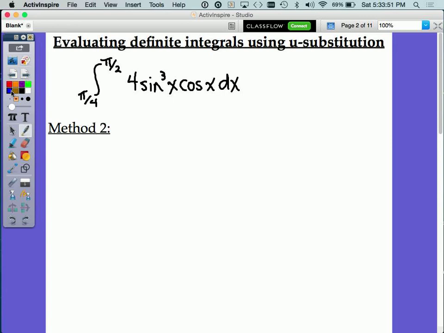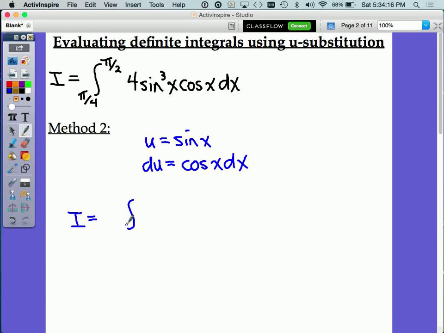So what I'm going to start with is this. I'm going to go directly into this integral, and I'm going to say, let's let u equal sine x and du equals cosine x dx, exactly like we did before. The difference is I'm not going to need to create an indefinite integral. So I'm going to go straight to I now equals the integral of 4u cubed du.